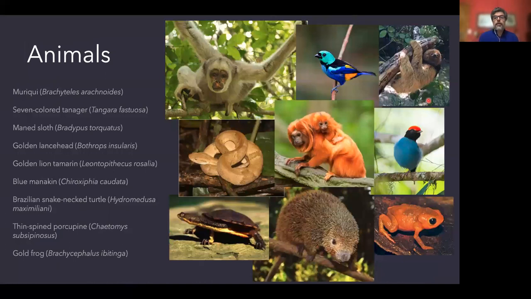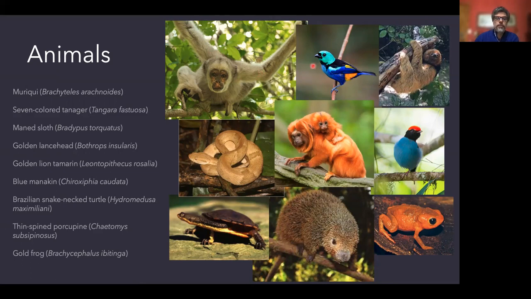Animals. I have here some typical Atlantic forest animals. The woolly spider monkey, the muriqui, Brachyteles arachnoides, is this one. This is the largest primate of all in the Americas. It's a very large sort of a spider monkey, like typical spider monkeys in the Amazon, with long arms and long legs and a prehensile tail. This is the Atlantic forest representative. It's highly endangered, one of the top endangered primates in the world.